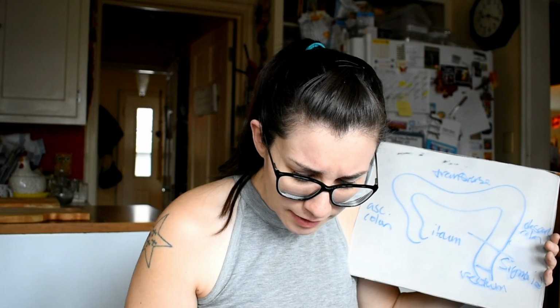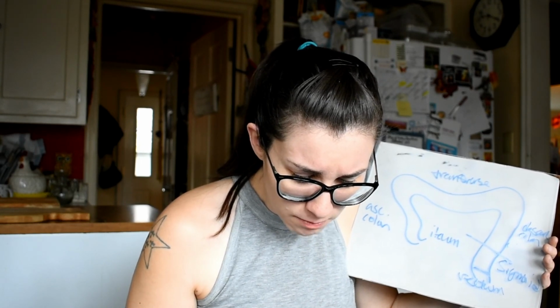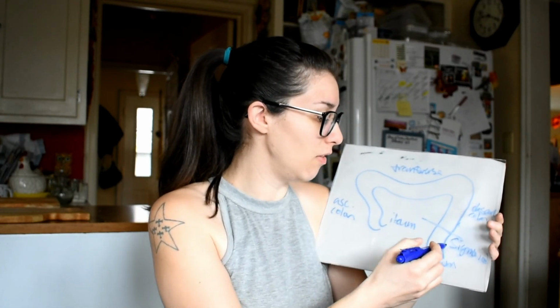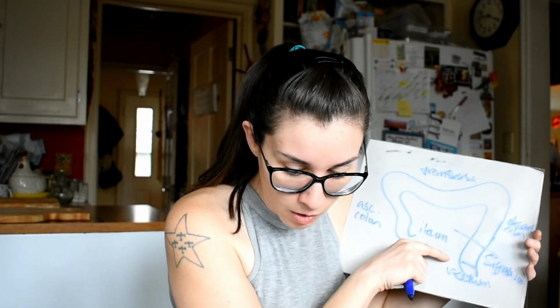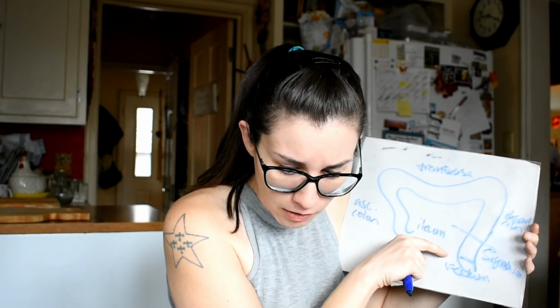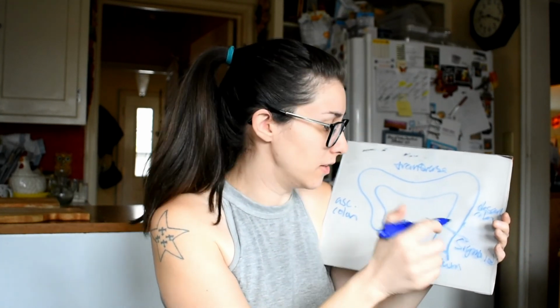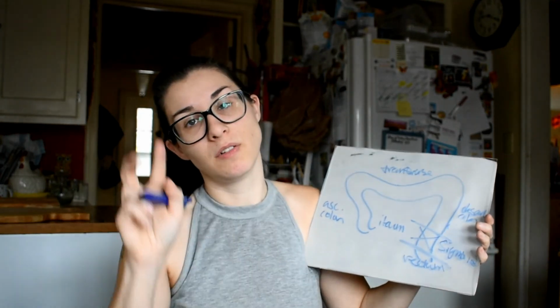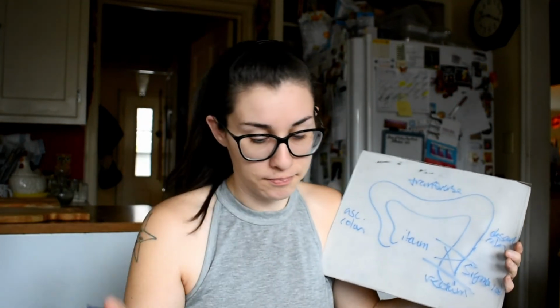So then it says the sigmoid colon was mobilized down to the proximal rectum. So now we're getting to the top of the rectum, bottom of the sigmoid colon. And then the sigmoid colon was then again transected. So they cut here. So we know that that part has then been taken out or cut out.